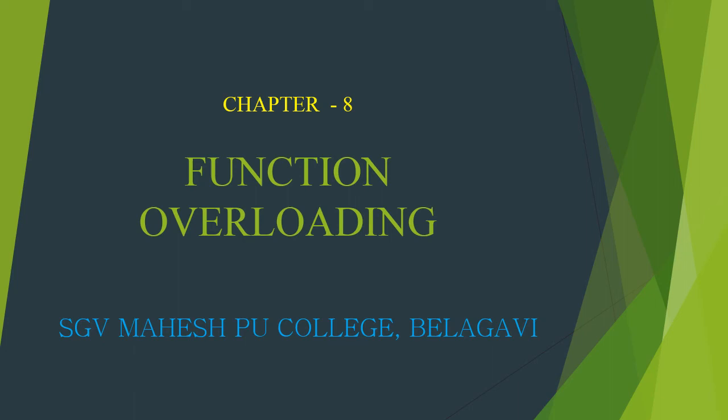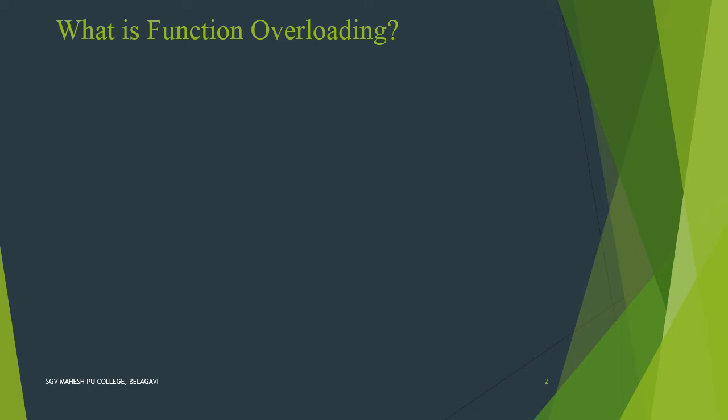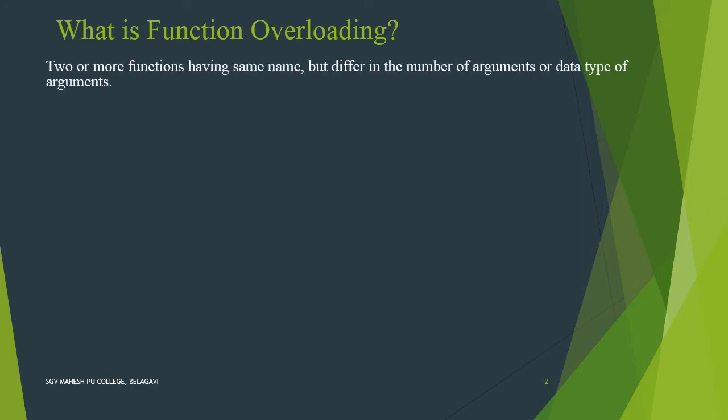Hello everyone. Today we are going to discuss the chapter function overloading. So let's try understanding what is function overloading. When two or more functions have the same name but differ in number of arguments or data type, such functions are called function overloading.